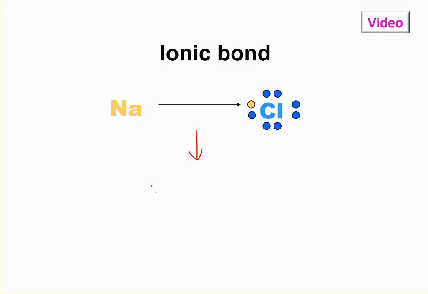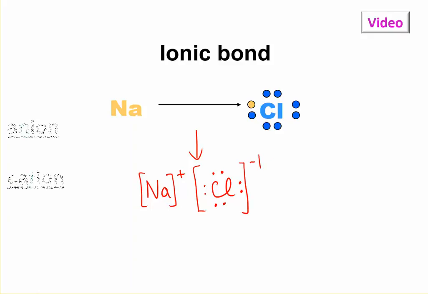When that occurs, sodium now appears to have no valence electrons, and so I will give it a positive charge over the whole thing because it's lost a negative electron. And now chlorine has 8 valence electrons, so it's stable. And it has a -1 charge because now it has an extra electron.